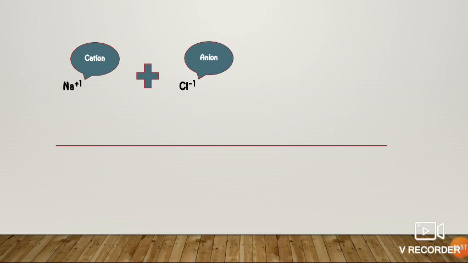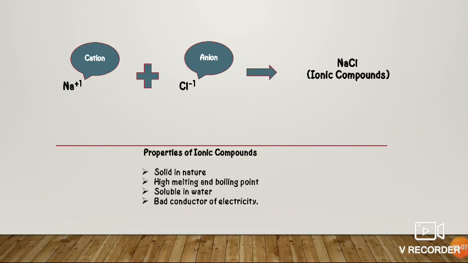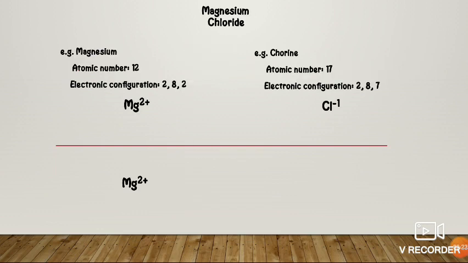So when this cation and anion come into contact with each other, they form a new kind of compound called an ionic compound, and the bond between them is called an ionic bond. A few properties of ionic compounds are: they are solid in nature, they have high melting and boiling points, they are soluble in water, they are bad conductors of electricity in the solid state, but they conduct electricity when they are in the molten state.